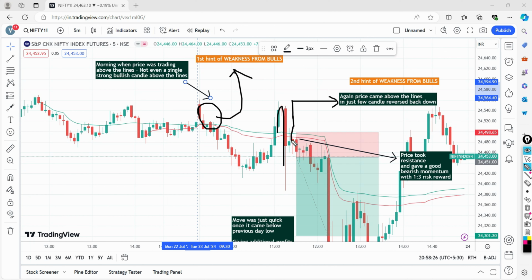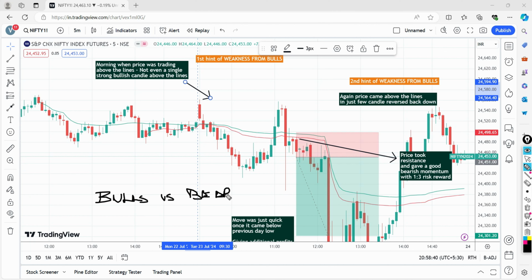Here one more, price again trading below the lines. Price immediately reversing back down, again a hint of weakness from the bulls. In the market, there are only two players who can make a directional move, that is bulls and bears. Right? Bulls are getting weaker multiple times. So who is left over? Bearish players.